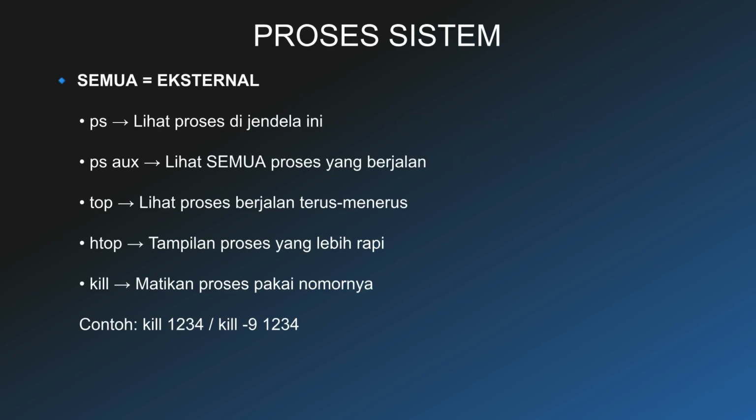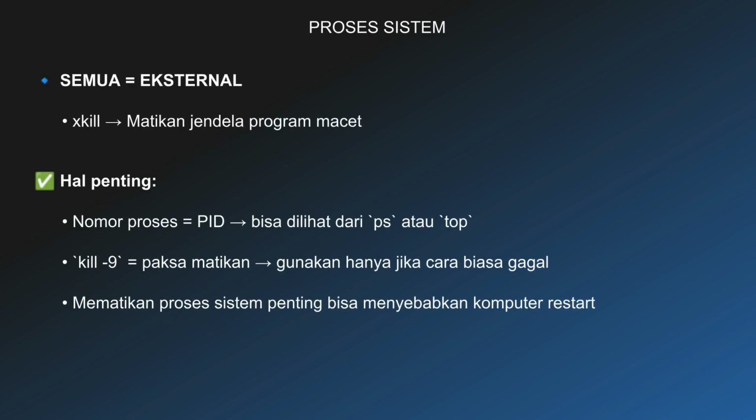Moving to system processes, we use commands to monitor activity. PS shows processes in your current window, while PS aux lists every running process. Tools like top and htop provide dynamic, real-time views of system performance, and "kill" allows you to stop a process using its identification number. If a specific program freezes, xkill can close its window instantly.